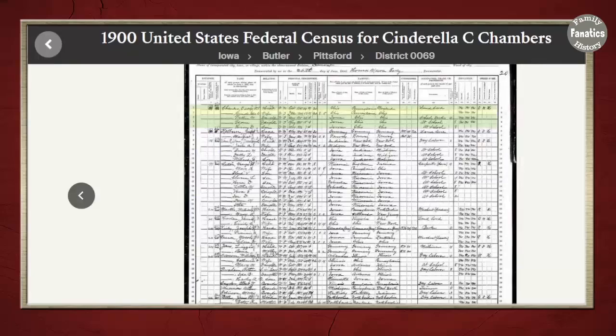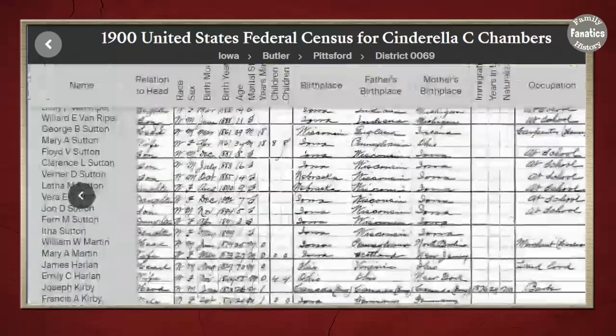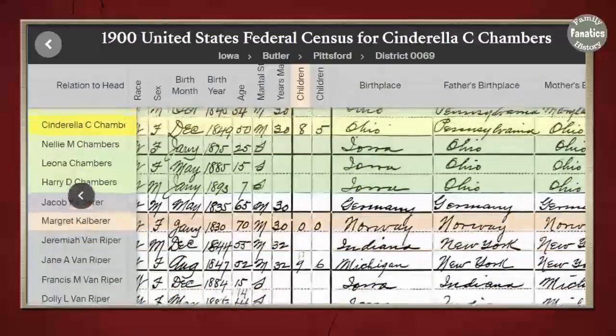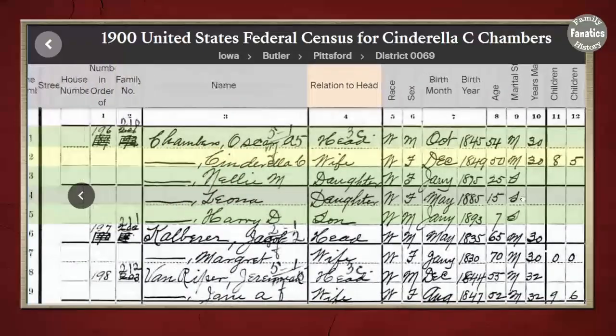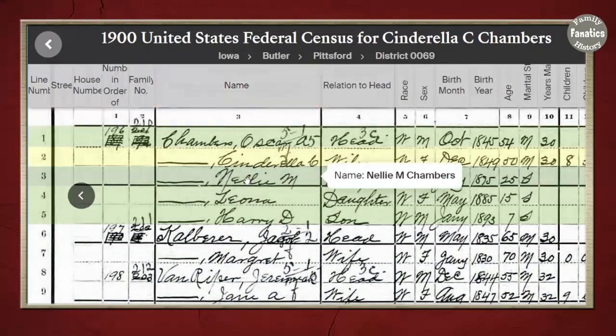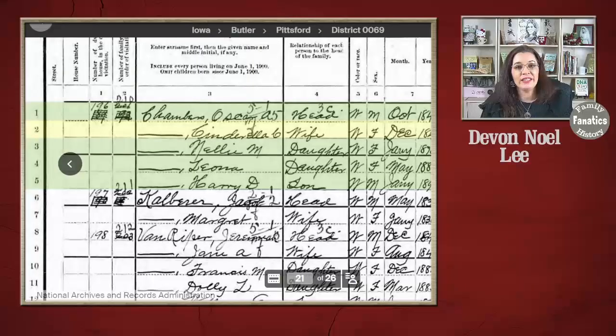In this case, I was looking for Cinderella Chambers. I know that she had a family, and I know she married a man named Oscar. And so I'm going to start with a census record. What's great about census records is not only do they put your ancestors in a time and place, they also tend to put them in a family structure. There are some people who break the rules. But in this case, I have an Oscar and a Cinderella, and I have a daughter and a son. And so now I have the names of the children that I could use to then go do some research.